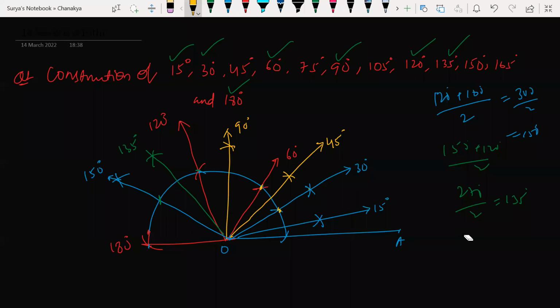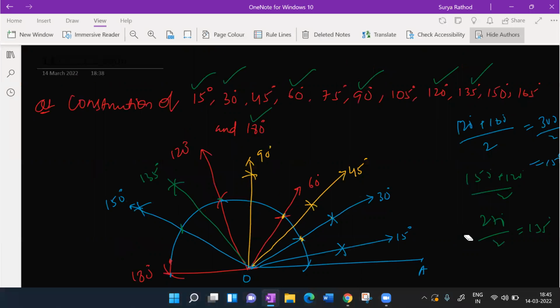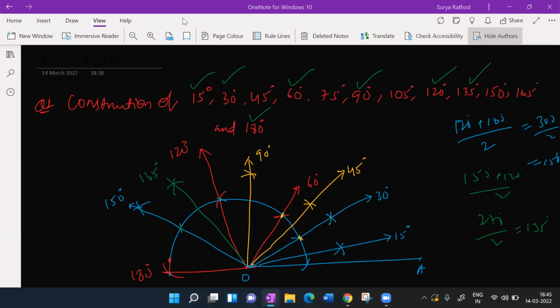Clear till this? Next. Is there anyone in the waiting list? Tushar in the waiting list. Next.